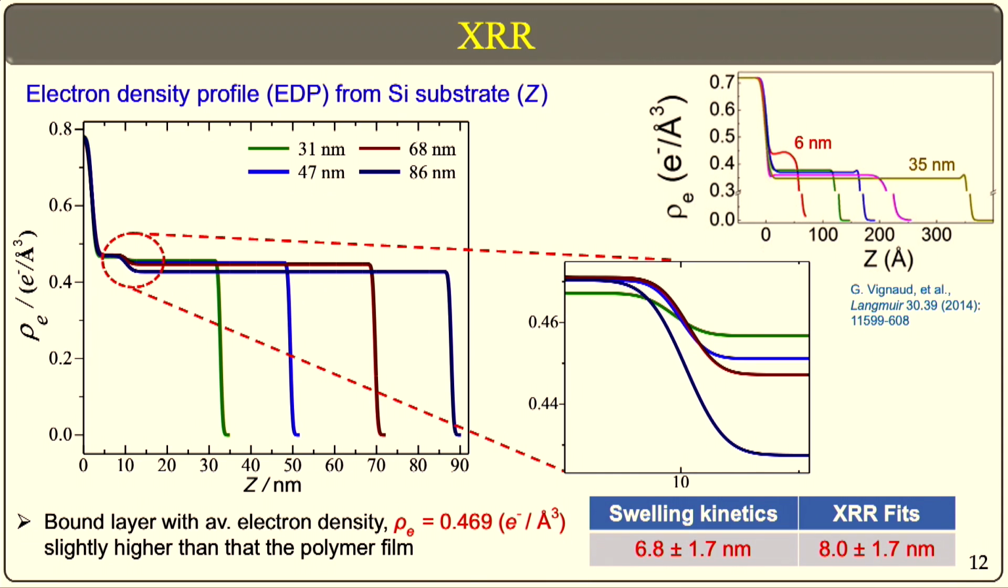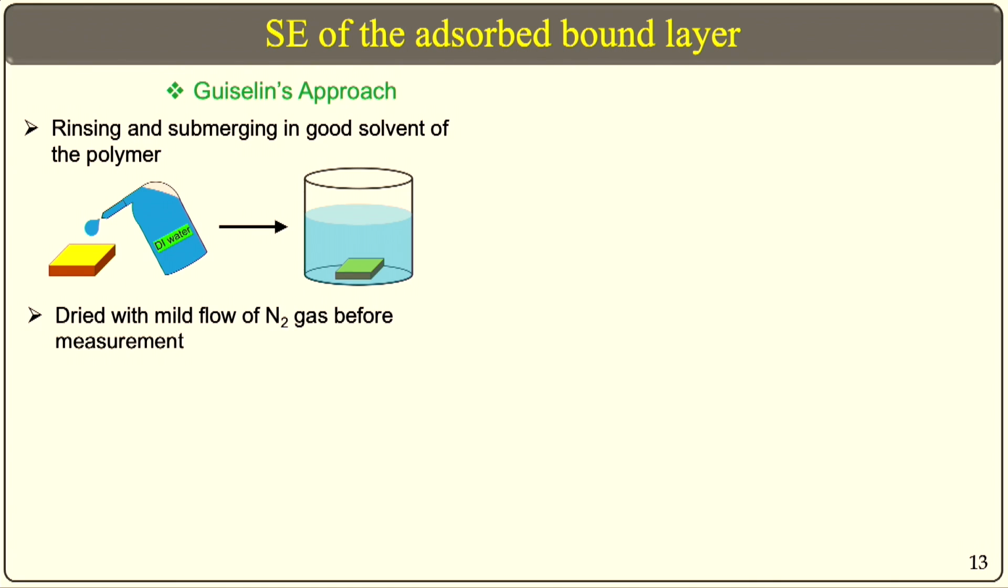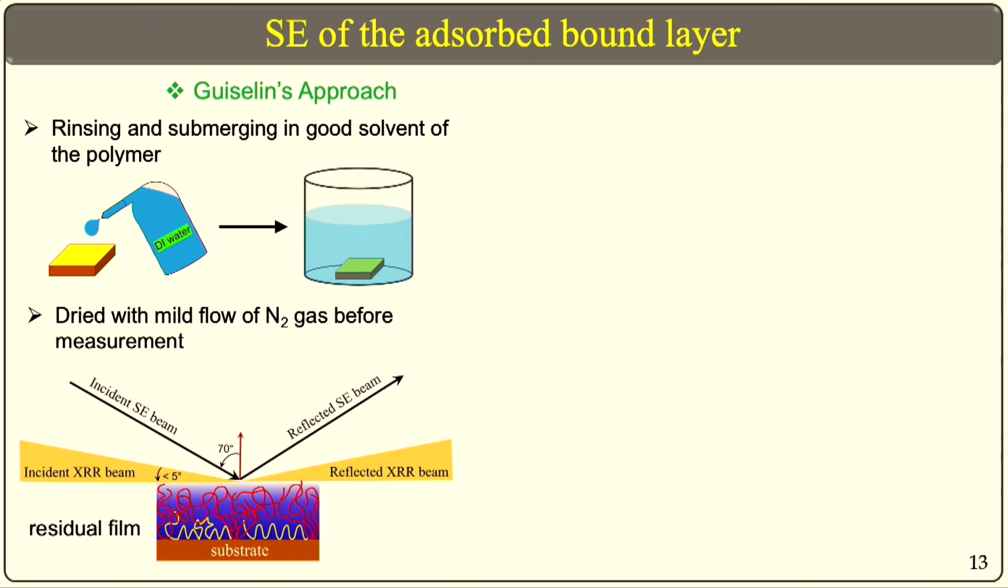Now the bound layer thickness which we compare is pretty close from an indirect approach. We try to confirm this by what I initially mentioned briefly, Guiselin's approach, a direct approach. You take a polymer film and rinse it, in our case it's a hydrophilic polymer, so with DI water, and then submerge it in this water solvent for different time intervals, so that the adsorbed chains are removed as much as possible. When we do the reflectivity and SE measurement on this film, it is also known as a residual film.